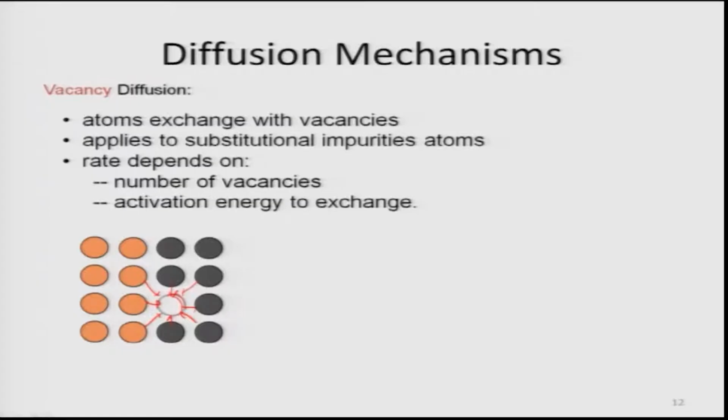Now these vacancies only apply to substitutional type atoms. Here we are talking about atoms of almost similar sizes. That means they can only sit in the lattice positions, they cannot sit in the interstitial positions. Here the rate will depend on the number of vacancies present, and obviously on the activation energy to cross that barrier, which I have shown you a few minutes back.